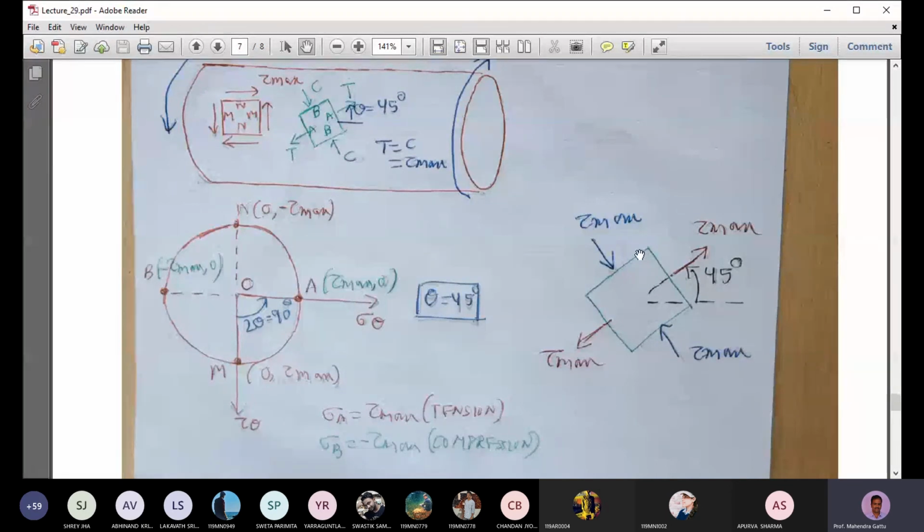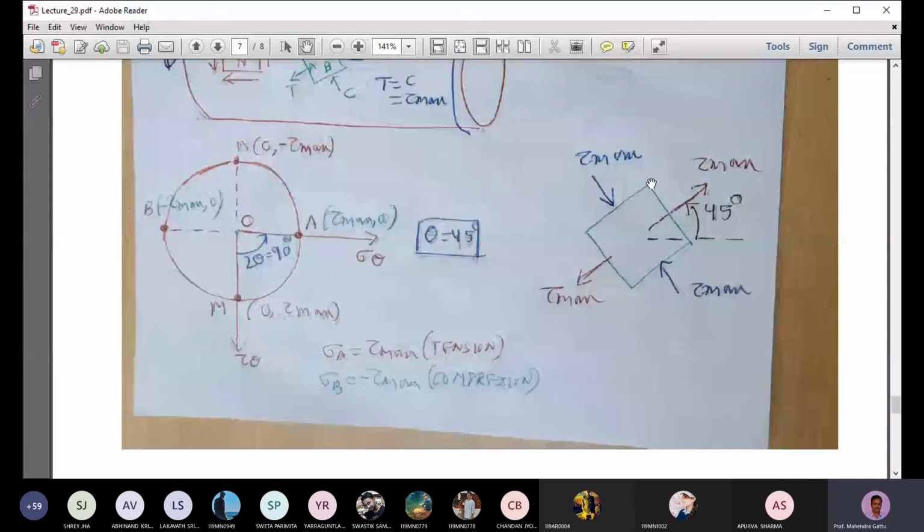Similarly, for the other two, this plane we have to rotate by another 90 degrees to get this plane. You can consider this surface also: we have to move by 180 into 2, which will bring it back to the same point, because the angle between these two surfaces, these two normals, is 180. So when you move 180 into 2, 360 degrees, you'll come back to the same point. Both this surface and this surface are represented by the same point on the Mohr circle.